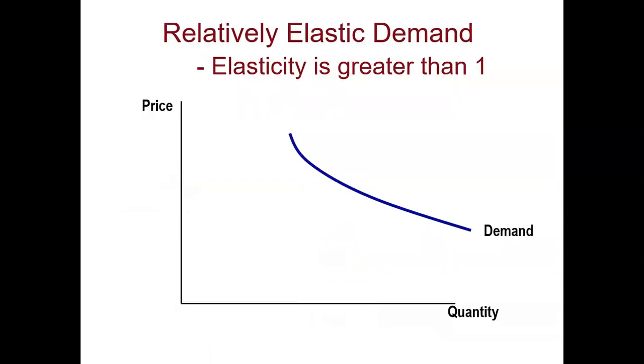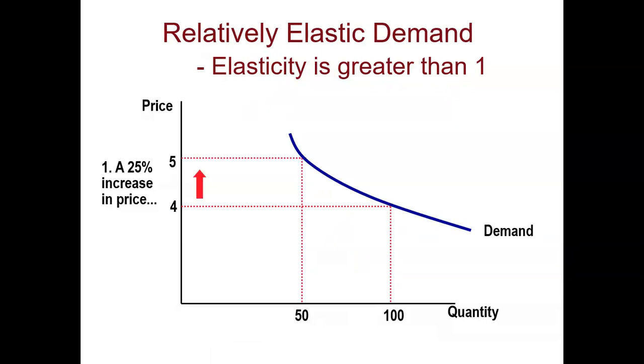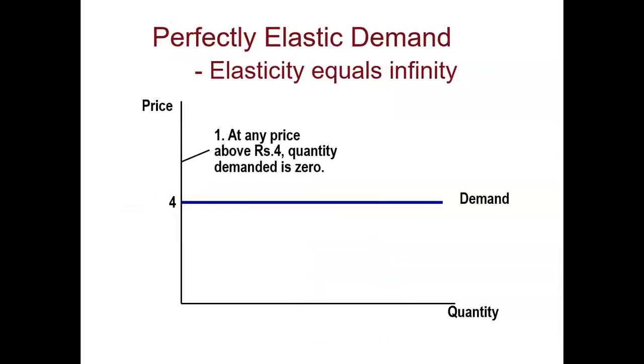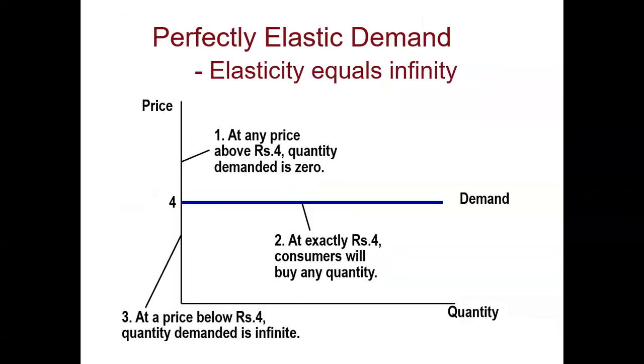Relatively elastic demand: elasticity of demand is greater than 1. Here the price increases 25%, but the quantity decreases 50%. Elasticity is greater than 1. The demand changes more. Perfectly elastic demand means the demand will be infinite. Here the elasticity equals infinity. The demand will go up infinitely, even with a small change in the price.